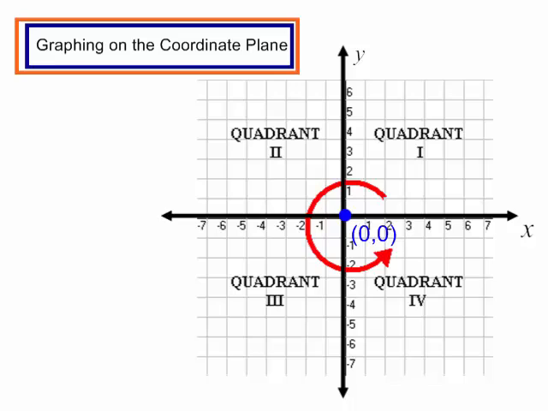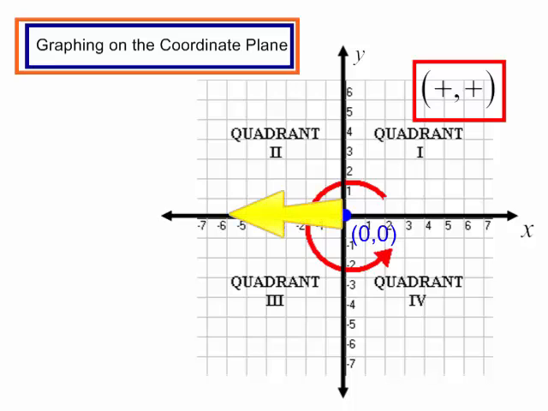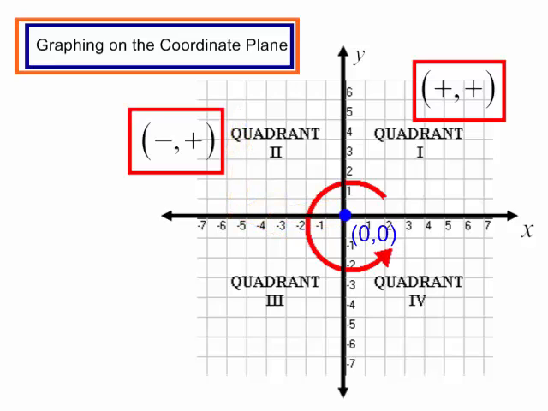So remember, I always begin at the origin, the point 0, 0. And in order to get to quadrant 1, my x would be positive because I'd have to go to the right. Then I would have to go up. So my y would also be positive. Any ordered pair in quadrant 1 has a positive x and a positive y. In order to plot a point in quadrant 2, I begin at the origin. I would have to go left, so my x would be negative, and I would have to go up, so my y would be positive. Any point in quadrant 2 would have a negative x and a positive y.